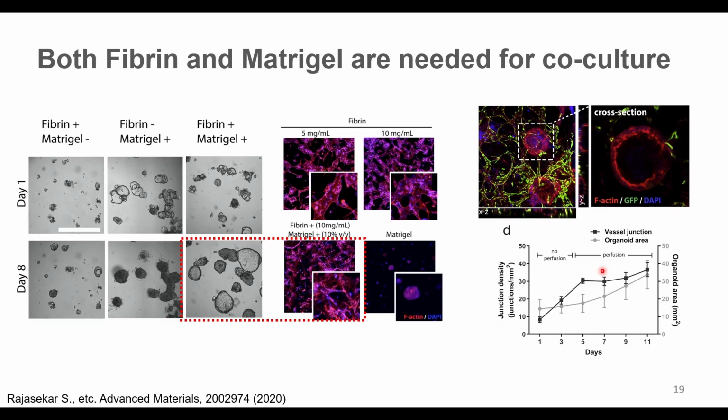With that matrix formulation, we were able to create these vascularized colon organoids, and we show that the endothelial cells, again, are able to self-assemble and become perfusable on day 5, and their structure is maintained after that, while the colon organoid continues to grow over time along with the vasculature.